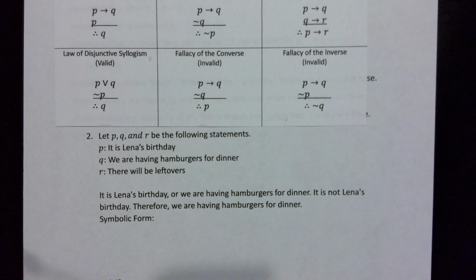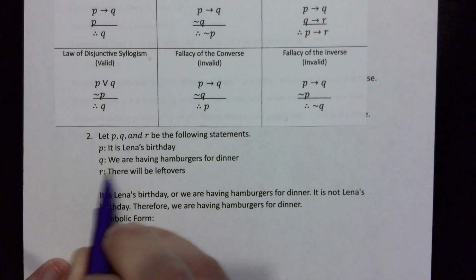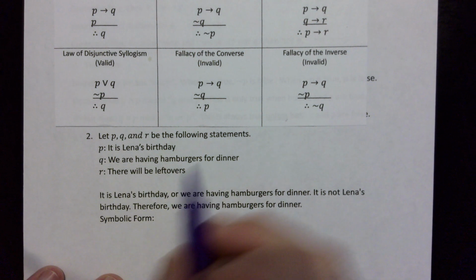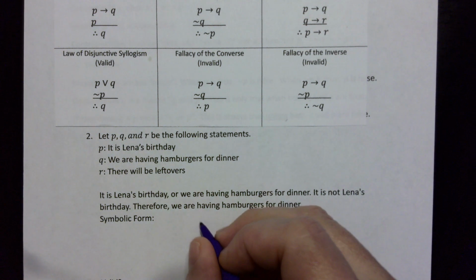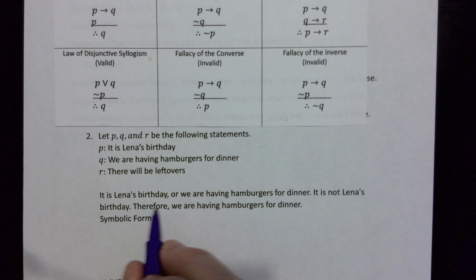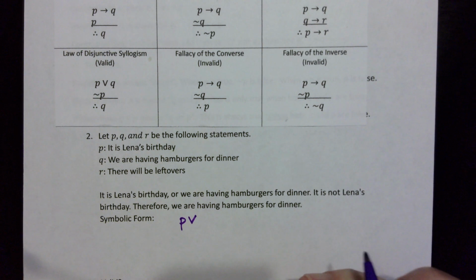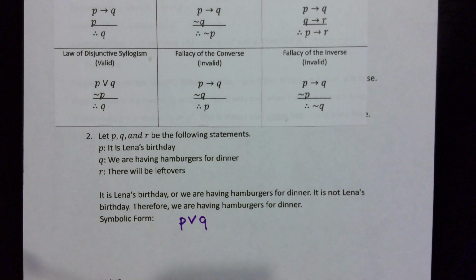On this one, let P, Q, and R be the following statements. P, it is Lena's birthday. Q, we are having hamburgers for dinner. R, there will be leftovers. Okay, so it is Lena's birthday, or we are having hamburgers for dinner. So how do I write or? That's with the upside down, it looks kind of like a V. So it is Lena's birthday is P, or, which looks like a V like this, we are having hamburgers for dinner, so or Q.